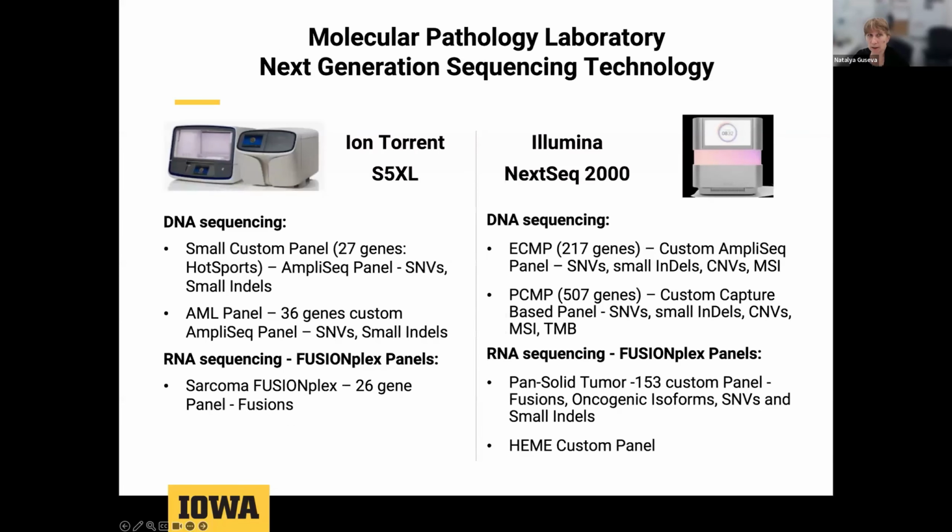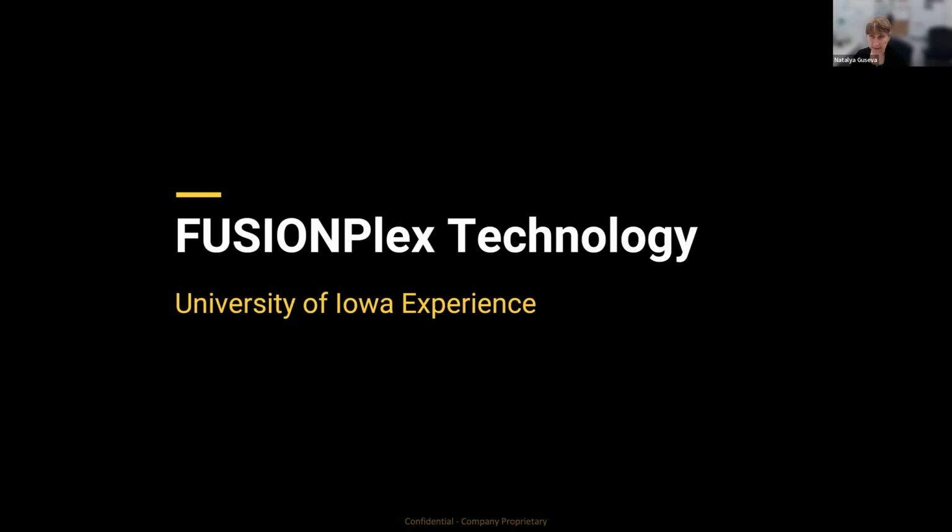So we have two primary techniques in the lab: sequencing platforms for Ion Torrent and Illumina, which support our comprehensive DNA and RNA sequencing.